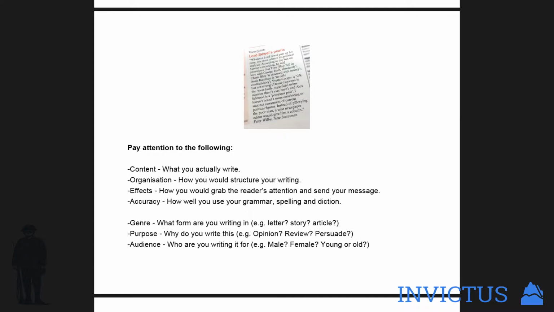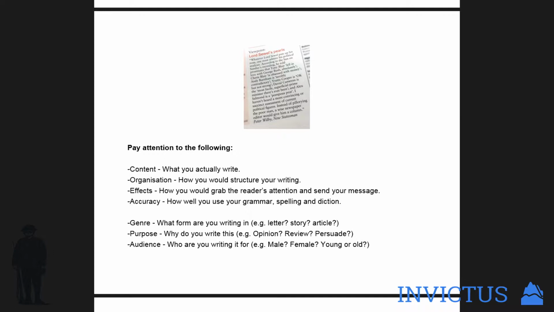So anyway, purpose. Why do you write this? Is it to give an opinion, to provide a review, or to persuade people? It could be a PSA, public service announcement. Audience, who are you writing it for? Of course, this is important because you wouldn't write something for adults in a kiddie kind of style like "Hey kids" or something like that. So it's quite simple, really.